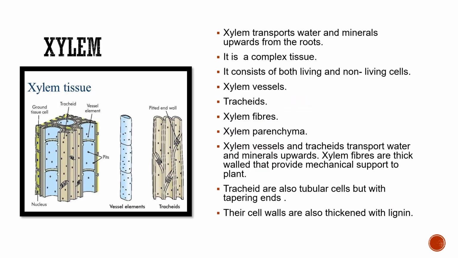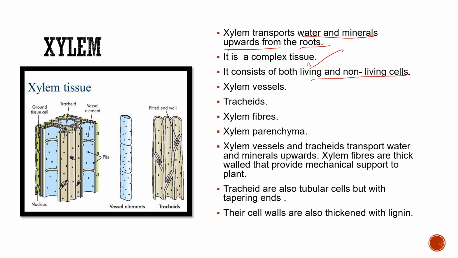Here comes the first component of the vascular system, that is the xylem. So what is xylem doing? Xylem transports water and minerals upwards from the roots, and it is a very complex tissue. It consists of both living and non-living cells.